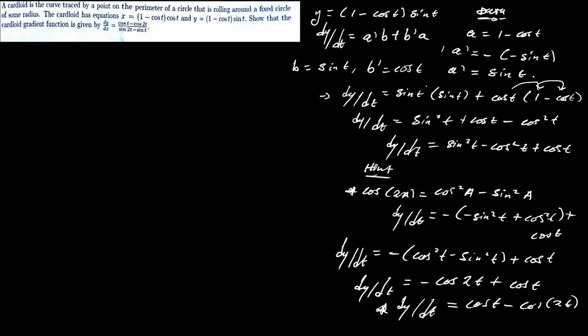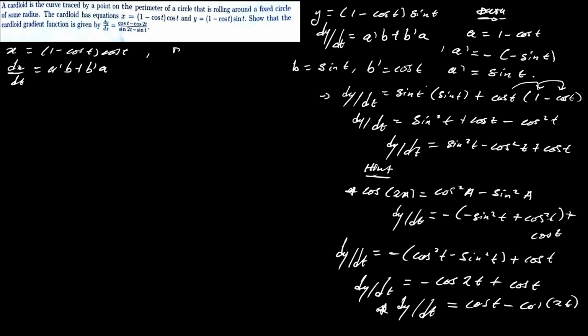Now, the same concept that we've applied in the context of y, we now apply to the context of x. So for the x function, we find the partial derivative. x is equal to (1 minus cos t) times cos t. The partial derivative of x with respect to t is dx/dt. In a similar manner, these two functions are a product of one another, so we're going to use the product rule: a prime b plus b prime a.